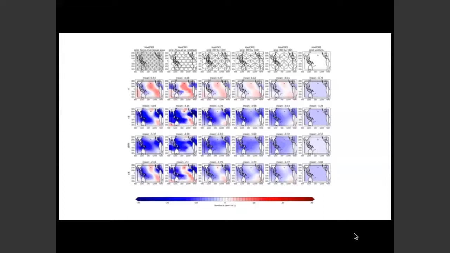Who was next? Okay, Margaret. Hi, Margaret Duffy from NCAR. As you were talking, I was wondering if it would be feasible to run these with the satellite observing simulators turned on and potentially look at the role of clouds in these different patterns of warming. Have you thought about that at all? Is that feasible?